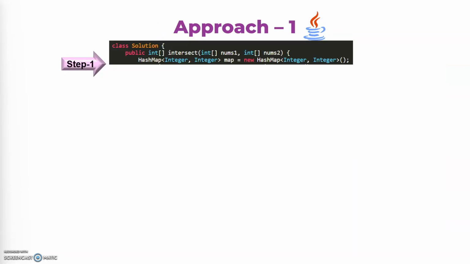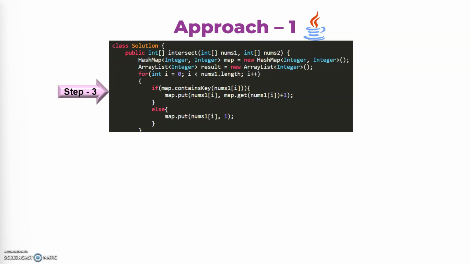Step 1, we initialize the map using HashMap. Step 2, we initialize the result array, and it is a dynamically resizable array. Step 3, we are going through every single element and we first check if the map has got this element. If that is the case, we are going to put the key value pair and we increment by 1. Otherwise, we will add that key and then we will add the value as 1.